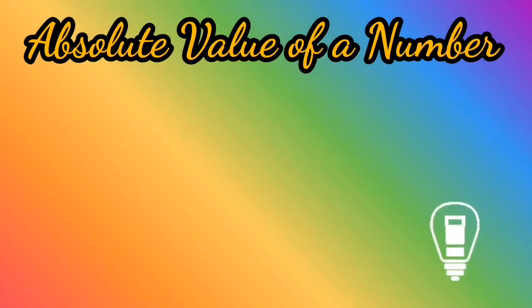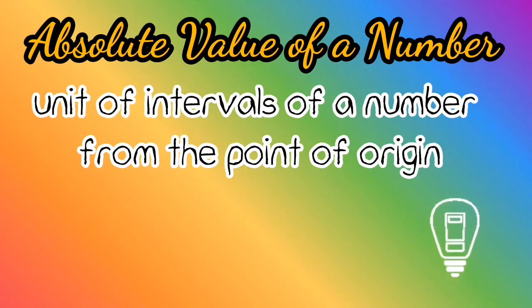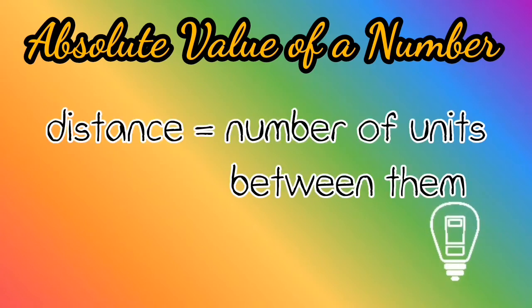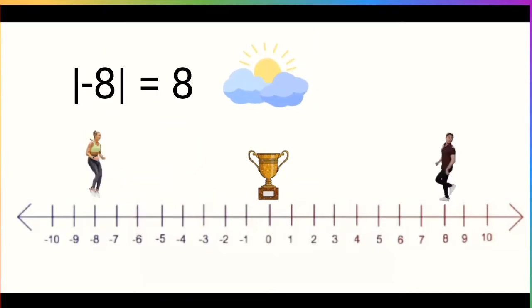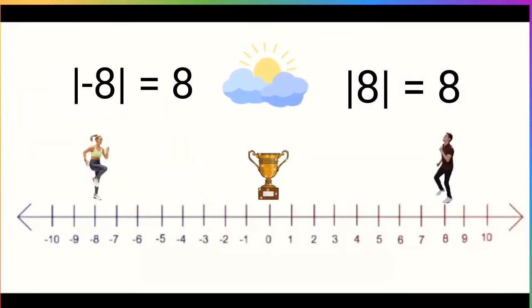The absolute value of a number. When we talk about the absolute value of a number, it is the number or the unit of intervals of a number from the point of origin. The distance between two numbers is the number of units between them. Absolute value asks how far, not in what direction, a number is from 0. Or in other words, the absolute value of a number is its positive value.